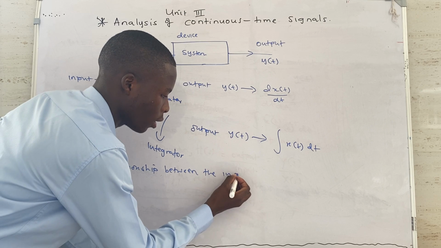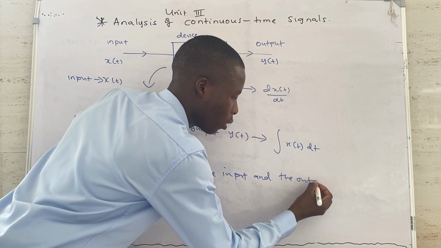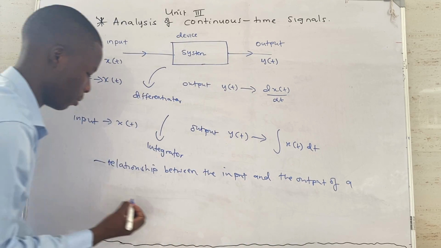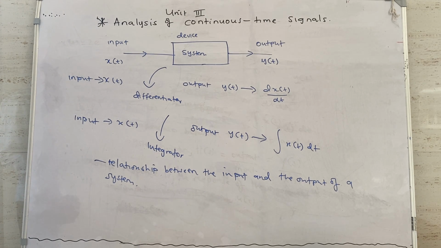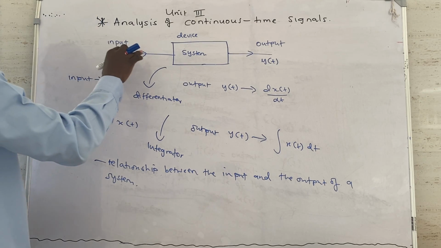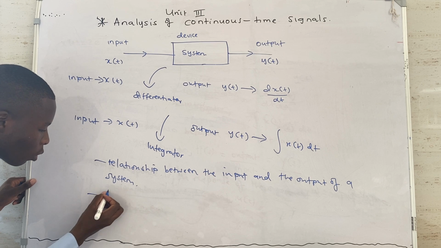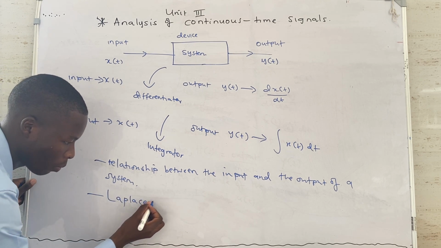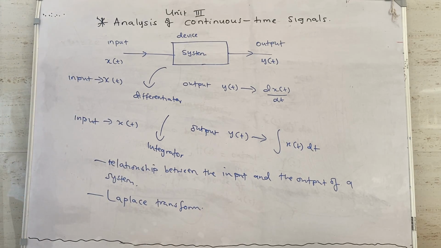So you should be able to tell the relationship between the input and the output of a system. Very, very important. We are going to analyze the continuous time signals in this class using the Laplace transform. Is this clear? If it's clear, let's move on to the next part.